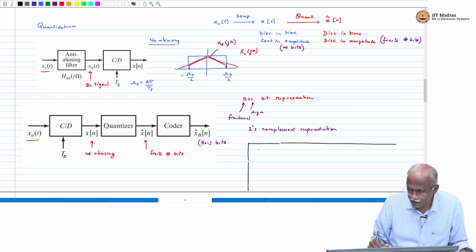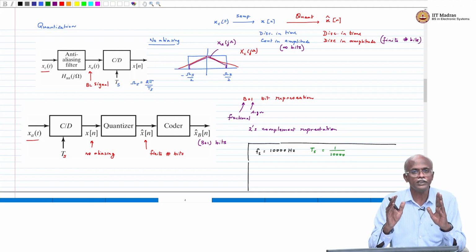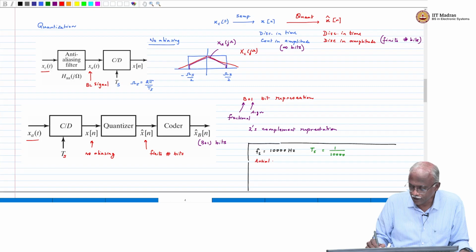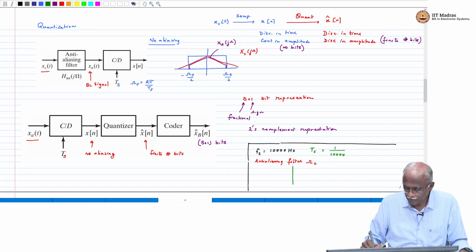Let me just ask you to calculate. This is to reinforce the concept that we have covered in the last class. Supposing I have a sampling frequency of 10 kilohertz. This means that the sampling period is 1 over 10,000. Now, what should be the cutoff frequency of the anti-aliasing filter? So, basically I want to know what is the corresponding omega c cutoff frequency. So, it should be a low pass filter. The anti-aliasing filter is a low pass filter.